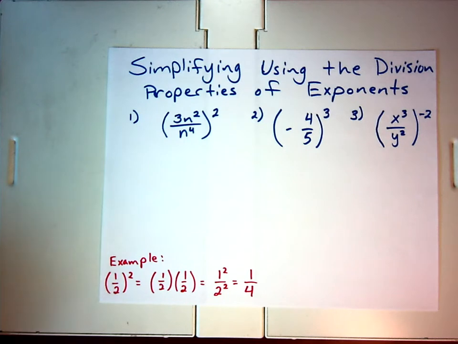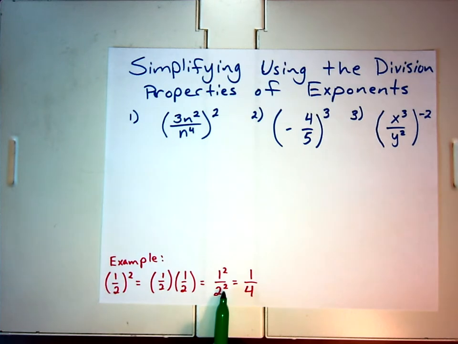For this lesson, we're talking about simplifying using the division properties of exponents, and we have a few examples here. First of all, let's just talk about a basic example down here at the bottom, where we see 1/2 being raised to the second power. Well, that's like saying 1/2 times 1/2. That's 1 times 1, which would be 1 to the second power, and 2 times 2, which is 2 to the second power.